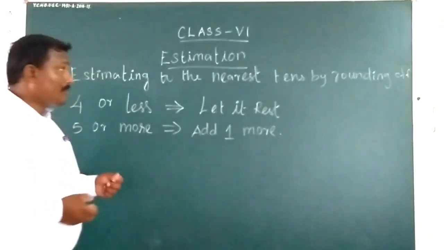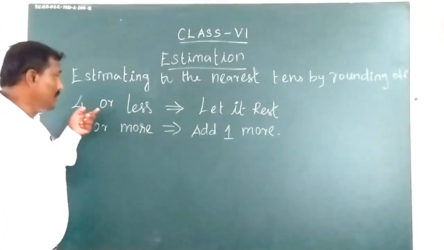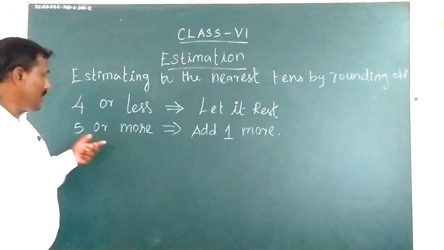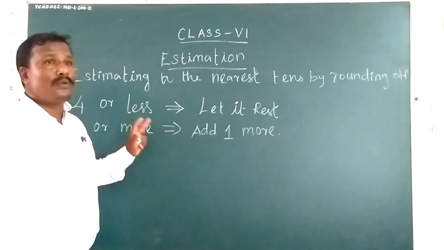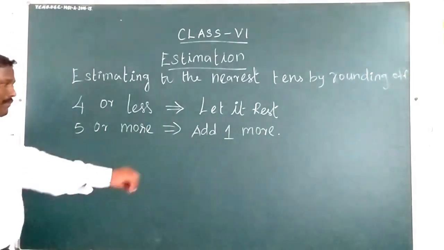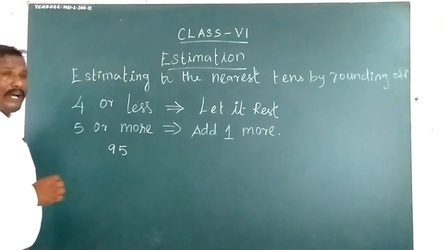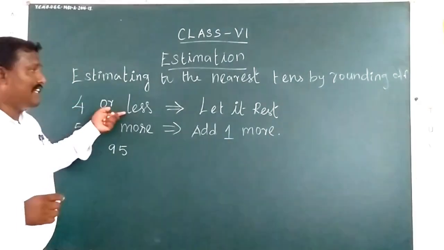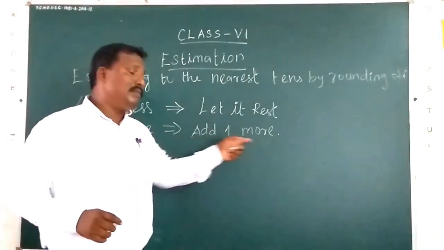Let me talk about it. When we round off to the nearest 10, there are only two rules. Rule one: 4 or less, let it rest. Rule two: 5 or more, add 1 more. Now let me see how to use these rules to round off to the nearest 10. Let me take an example number, 95, and round it off to the nearest 10.